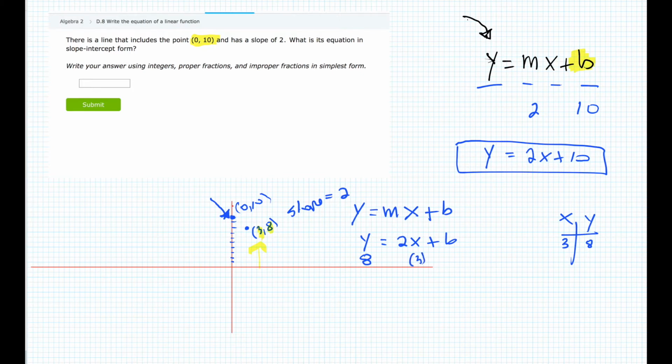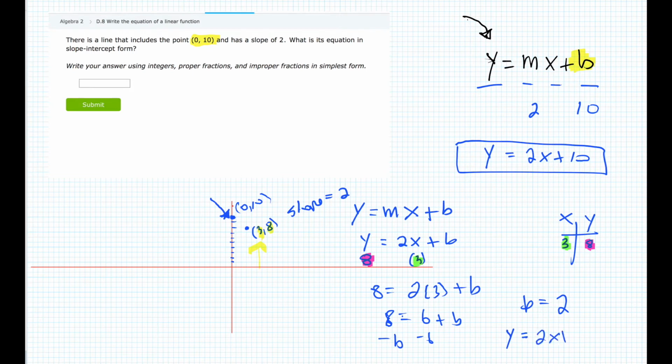What did I just do? I plugged in the y value for y, so that goes right there. The other one goes right there. Now tell me what we have. Good. That means 8 equals what? So b is equal to 2. Now we can put the whole thing together again: y is equal to 2x plus 2. Yep, that's it. Got it? All right, give it a shot.